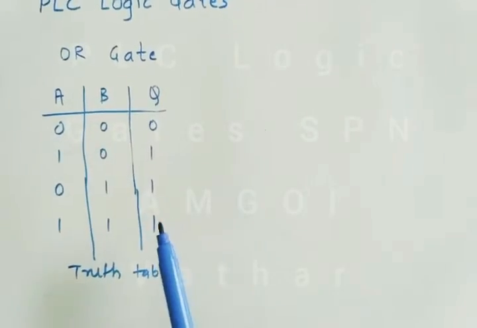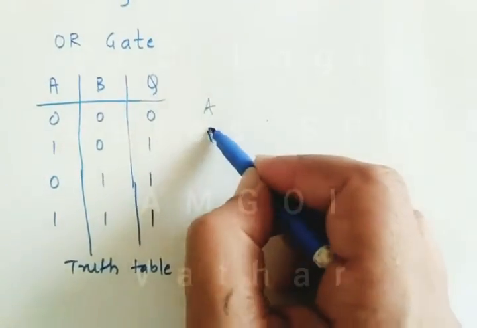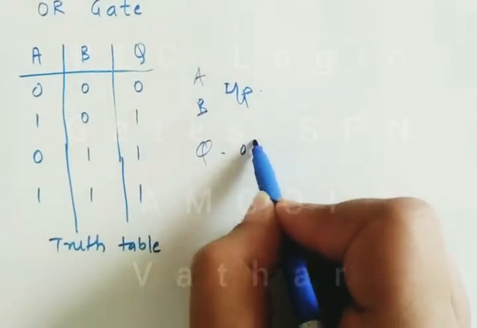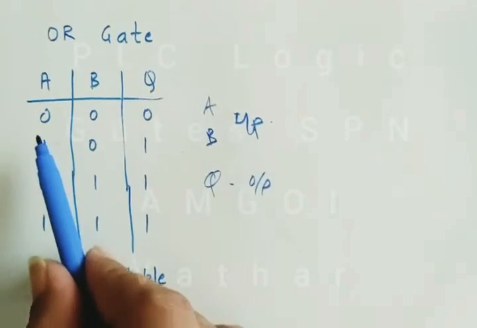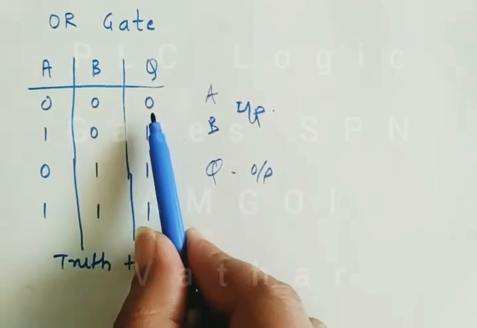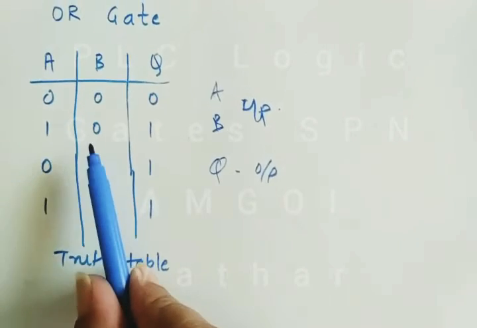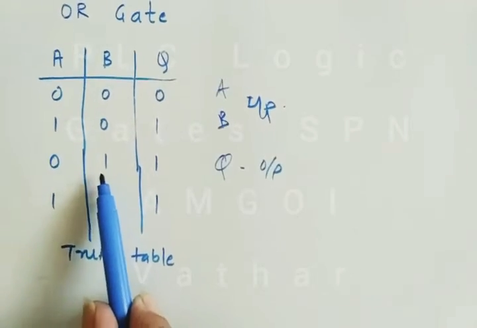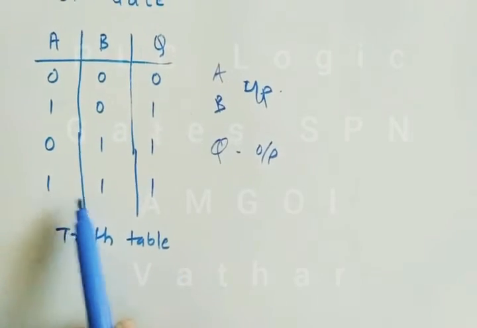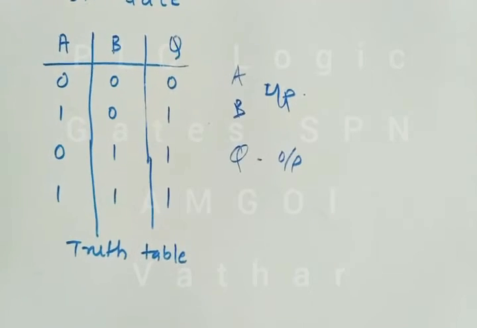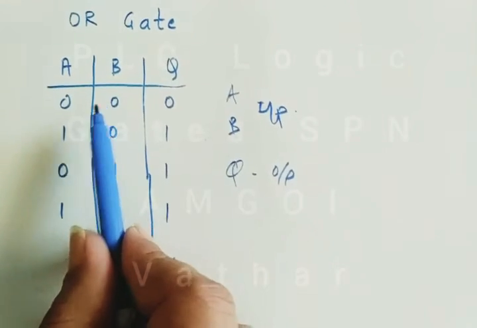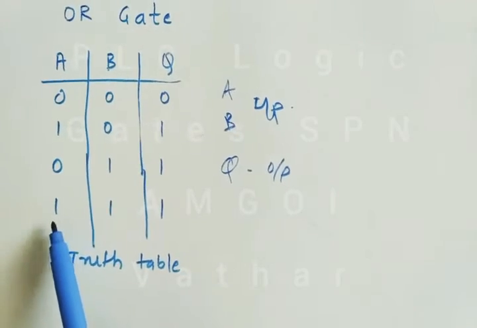The OR gate. A and B are the inputs, whereas Q is the output. When both A and B are off, the output is off. When A is on, B is off, the output is on. When A is off, B is on, the output is on. When both A and B are on, the output is on. Thus, OR gate gives output when any of the two inputs are on, or even when both the inputs are on.